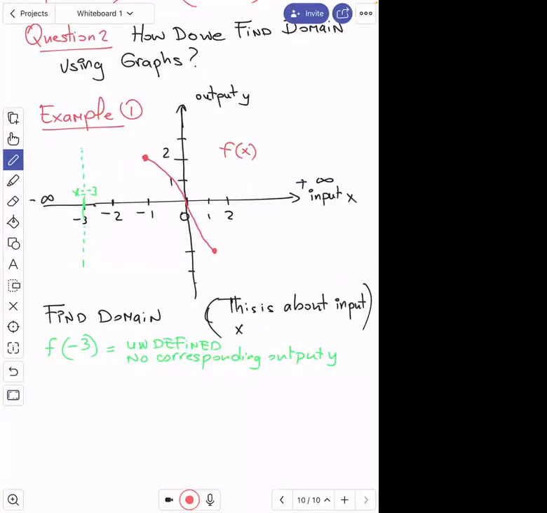All right, so f of -3 is undefined, which means that x equal to -3 is not in the domain, because there is no corresponding output y. The same thing as you can see here for -2: there's no intersection with the graph, so no corresponding output y, so it's not in the domain, etc.